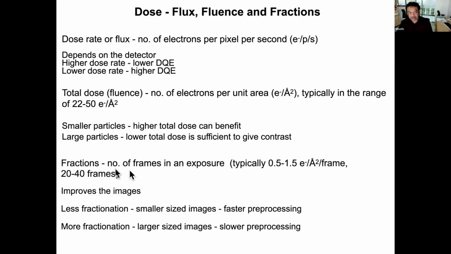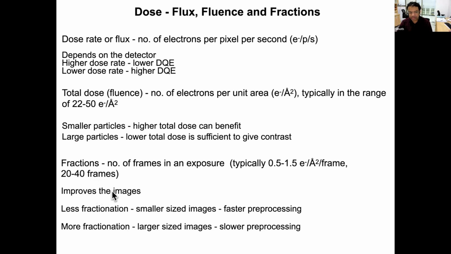And the fractions is the number of frames in a given exposure. Let's say you're exposing for 1 second and you want to make sure that you are in this range between 0.5 to 1.5 electron per angstrom square per frame. So this gives about 20 to 40 frames. And because of these frames, you can do motion correction to correct for movement that has happened during the exposure.